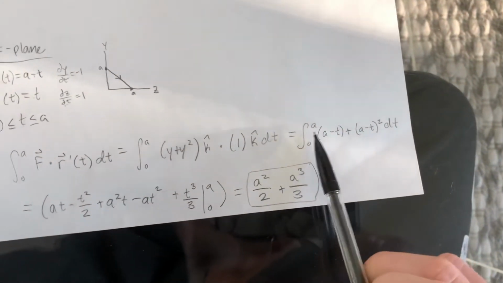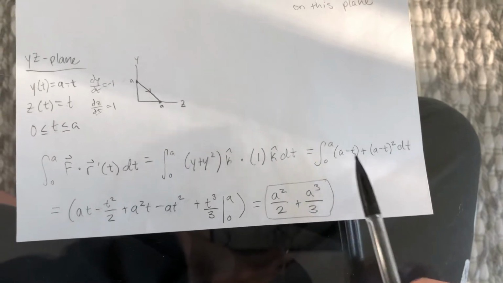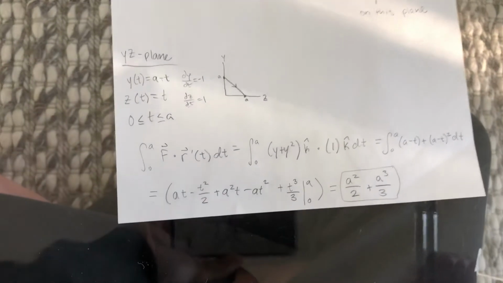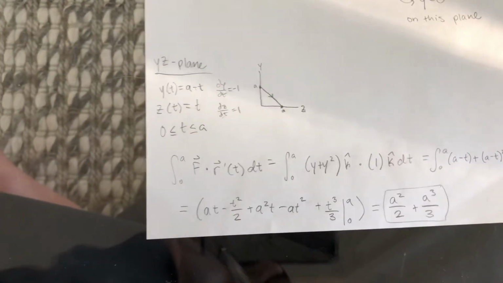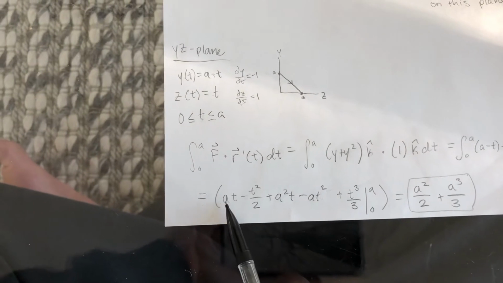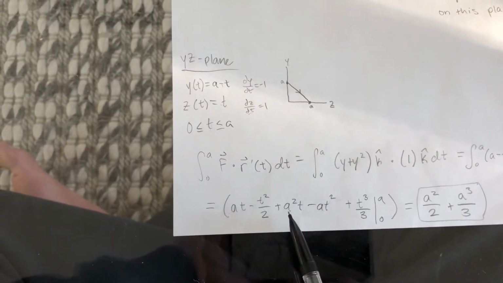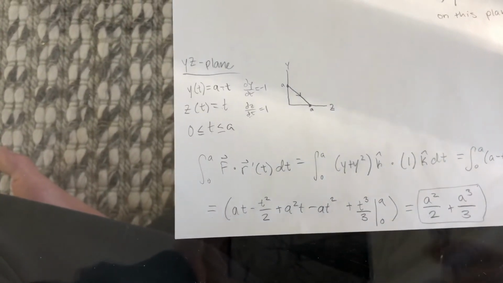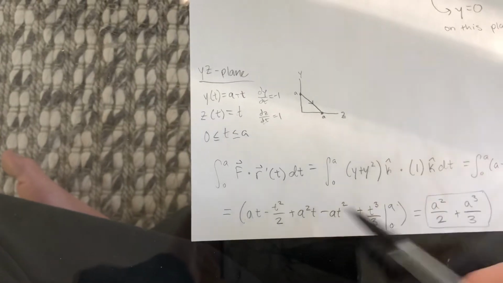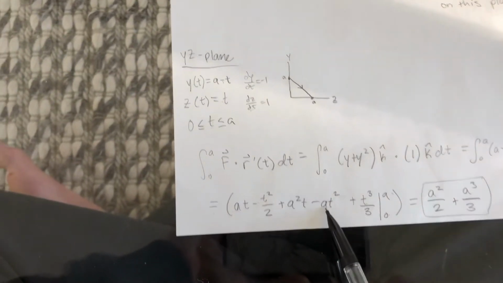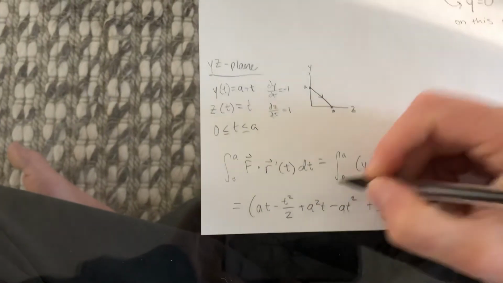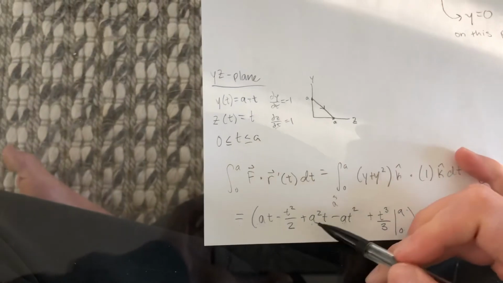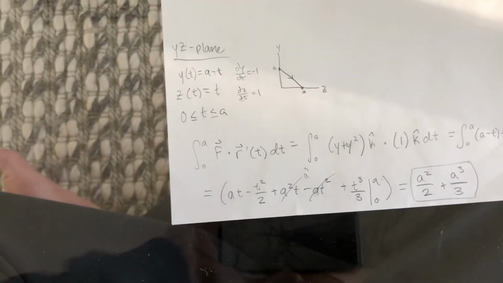We're going to look at an integral from 0 to a of a minus t plus a minus t quantity squared. If we multiply that out, we have at minus t squared over 2 plus a squared t minus at squared plus t cubed over 3. Now, since we're going from 0 to a, this is going to be a squared times a, and this is going to be a times a squared. So these are both going to be a cubed, which means a cubed minus a cubed is obviously 0. So we can just count those out.